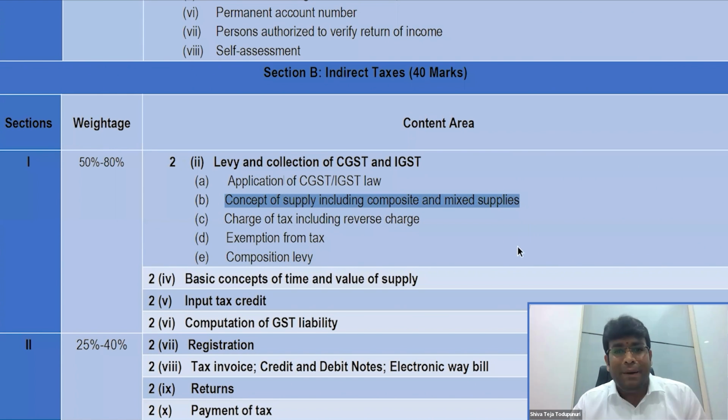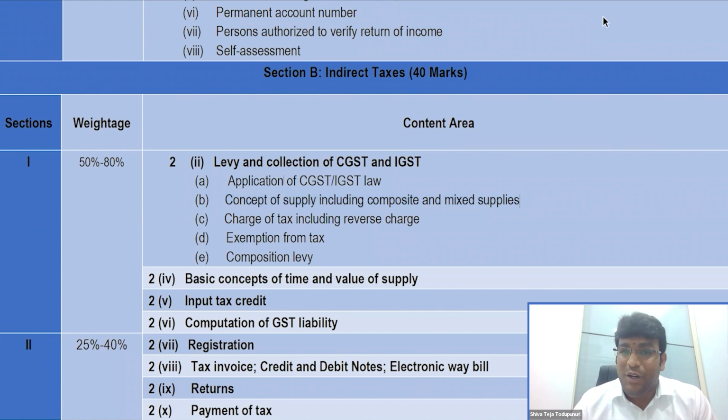Then the other one is mixed supply, which is always taxable at the highest rate. But always keep in mind, my dear friends, to call it a mixed supply, two or more supplies should not be naturally bundled and they are supplied for a single price. That word, single price, is very, very important in case of mixed supply. By any chance, if it is not for a single price, then we don't call it a mixed supply, my dear friends. It is very important that all of them should be for a single price.